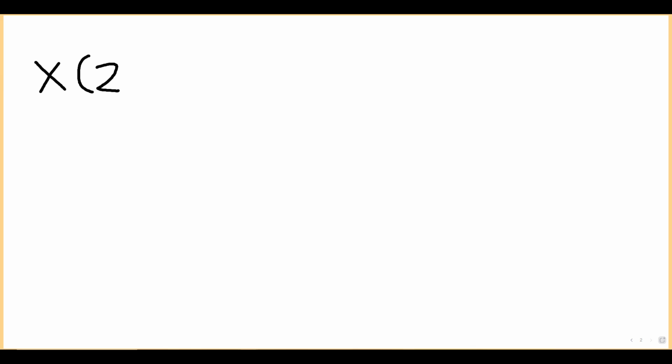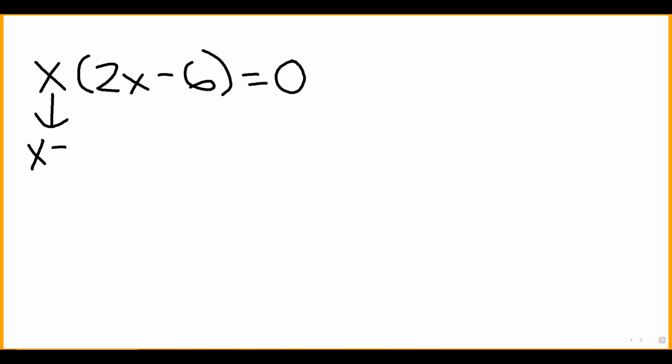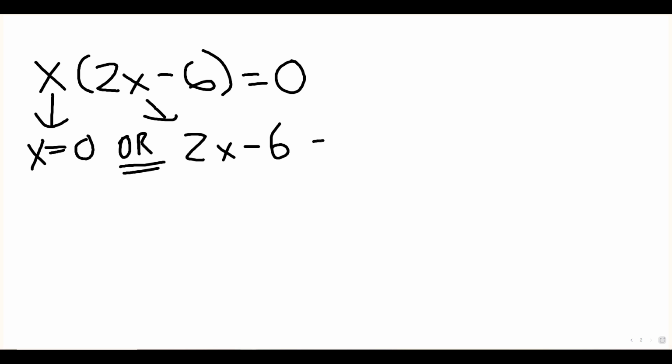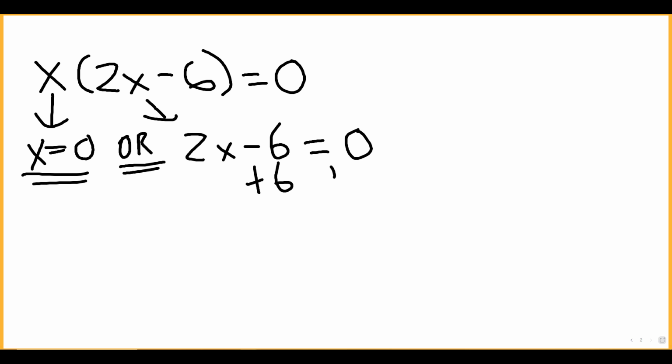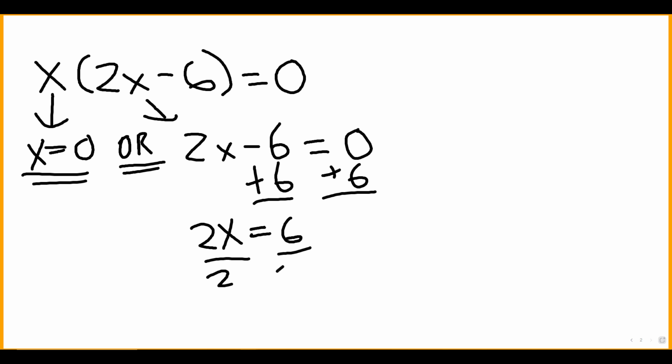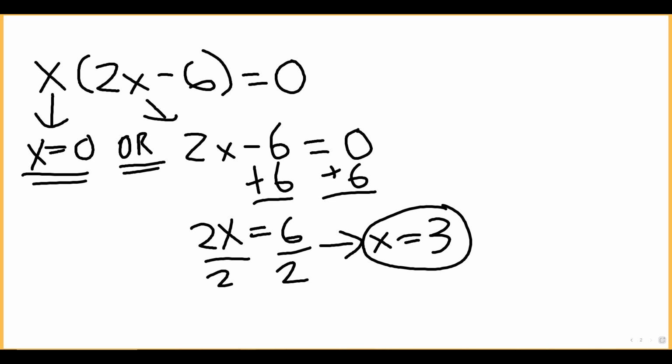Okay, now let's do another example. x times 2x minus 6 equals 0. This is also a zero product property problem. Since one of these has to be equal to 0, x could be 0, and that would work, or 2x minus 6 could be equal to 0. One of them has to be 0 so that the product is 0. This one's already solved, so let's solve the other. We add 6 to both sides, so 2x equals 6. We divide both sides by 2, and we get x equals 3. So x can either be 3 or 0, and both answers solve the equation.